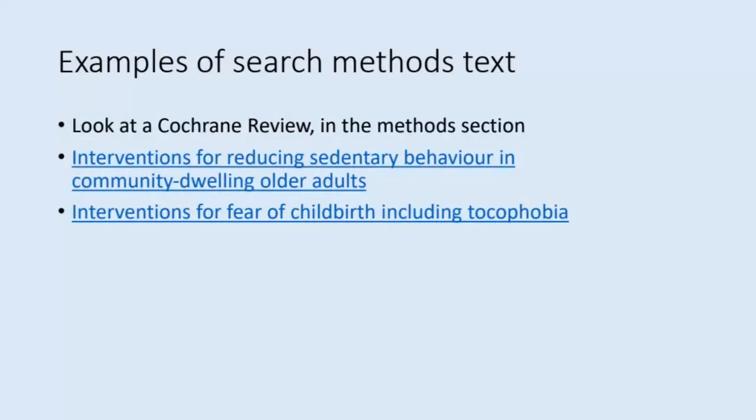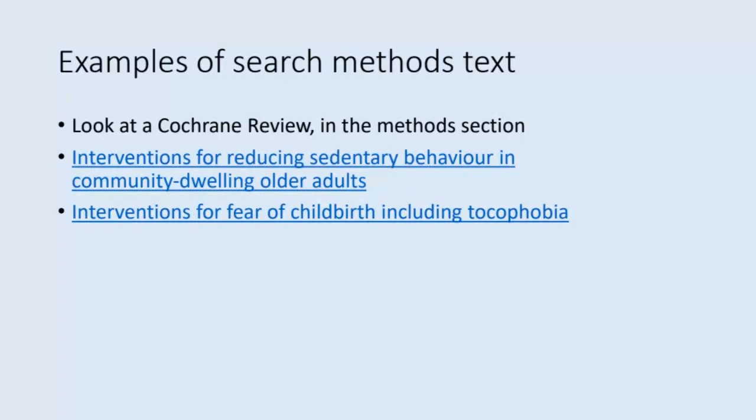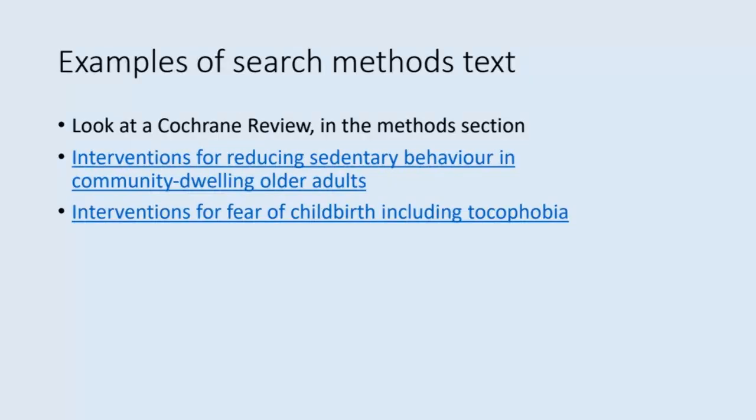I've put some examples of search methods text in the slides, but one of the key places to look is at a Cochrane review. So Tanya showed you earlier how to find the search strategies in Cochrane reviews. That was in the appendices section. If you look in the methods section, it will also provide search methods text, so that can be quite useful to have a look just to get an example. But I've also put links to two journal articles here that aren't Cochrane reviews that also include search methods text in there.